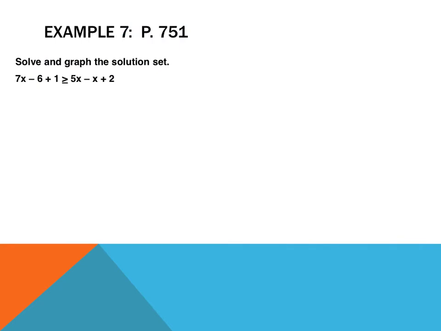Alright, so in example 7, we'll go ahead and practice those steps. So step 1 is to simplify. So I can combine like terms on the left side. Negative 6 plus 1.